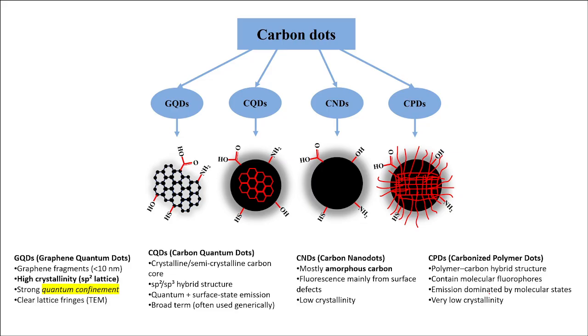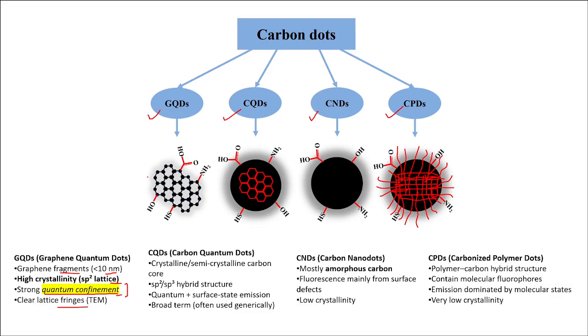It's very interesting. Now there are different types of carbon dots. This is graphene quantum dots. This one is carbon quantum dots. This is carbon nanodots, carbonized polymer dots. So these graphene fragments, less than 10 nanometer, very high crystallinity, strong quantum confinement. Now this term, quantum confinement, is very important. In just the next slide, we'll be studying this. What does this quantum confinement mean?